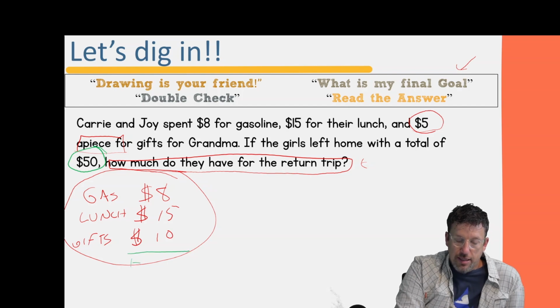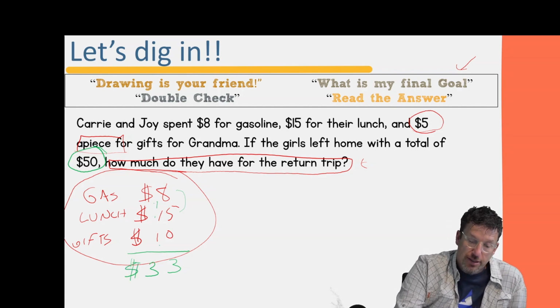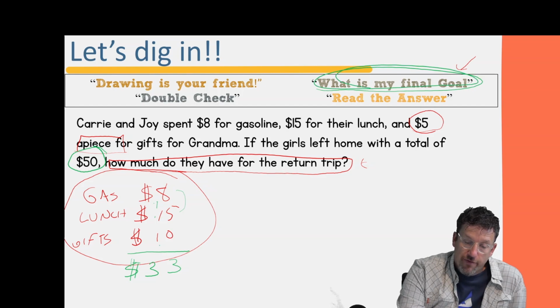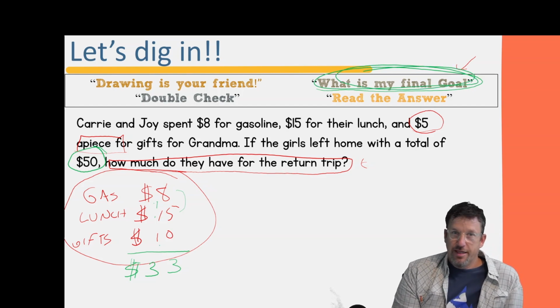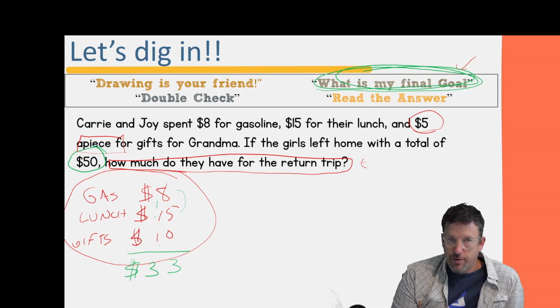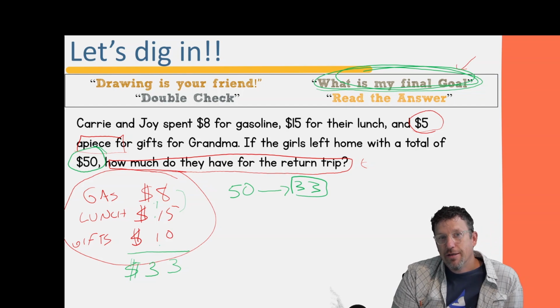What is 10 plus 8 plus 5? It would be 13. One up here. 1 plus 1 plus 1 is 3. So Carrie and Joy spent $33. Is that our final answer? No. Our final answer is how much did they return with? Well, if they left with 50 and they spent 33, what do you think we need to do? Subtract. Of that 50, 33 of it went out the door. They no longer have that 33. We're kind of asking ourselves, what do we have left?